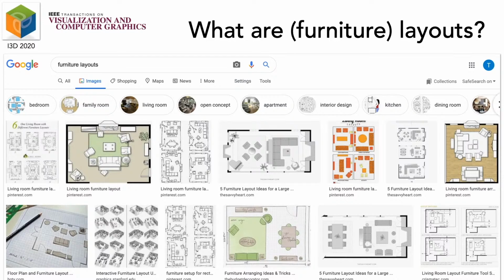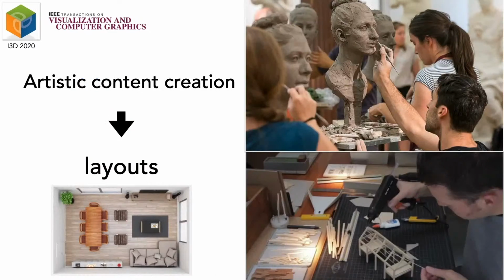A quick online search shows examples of what we mean by furniture layouts. Such layouts are the result of arranging furniture in a space. Creating such furniture layouts is a difficult task and is related to artistic content creation, similar to an artist creating their clay work of art or a wooden model of a building.